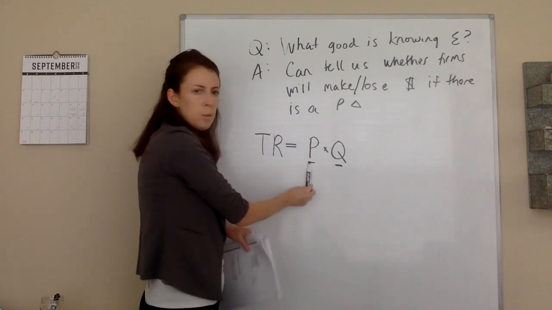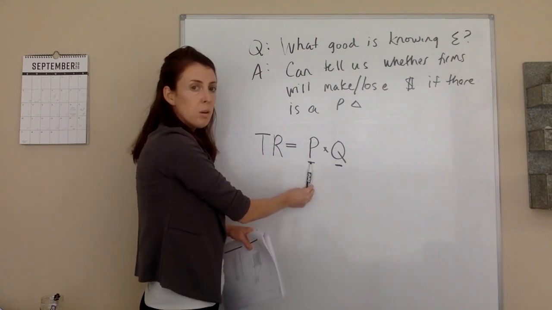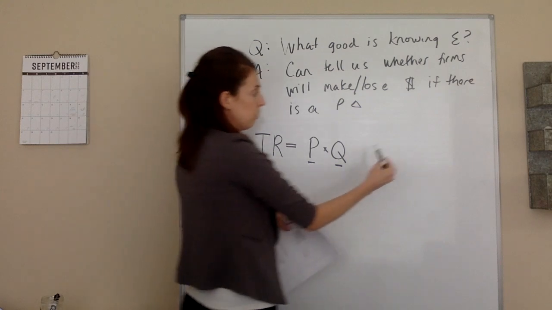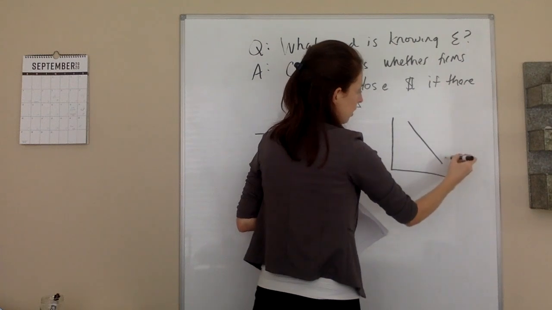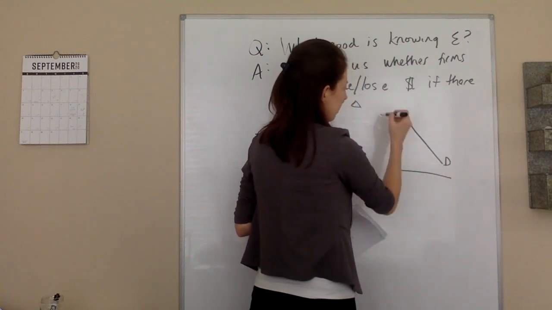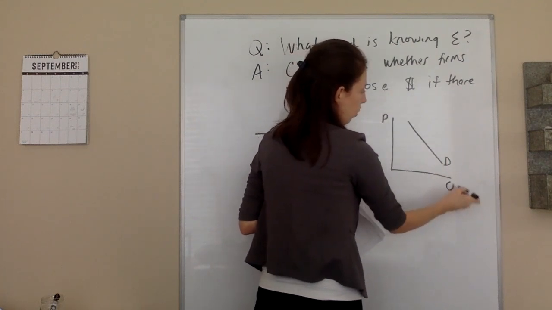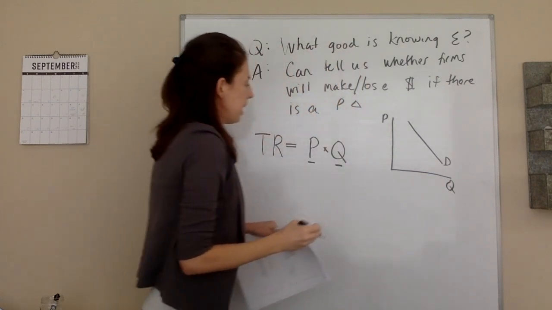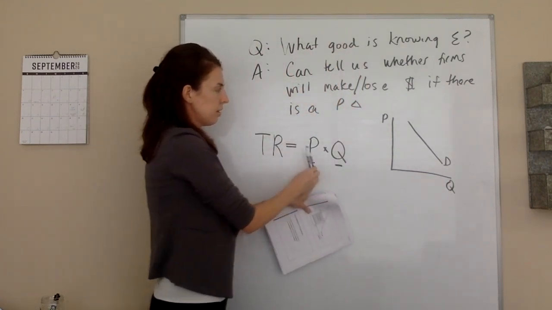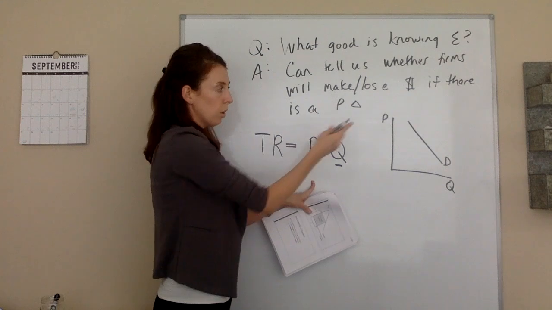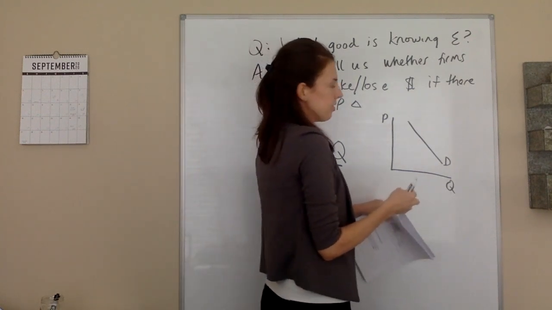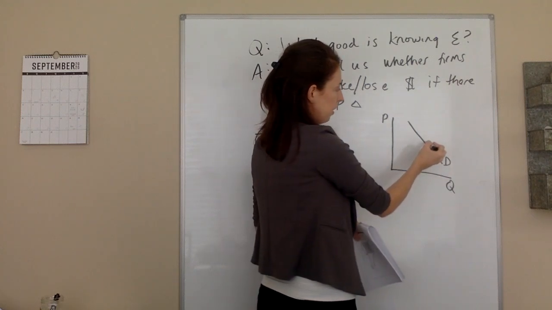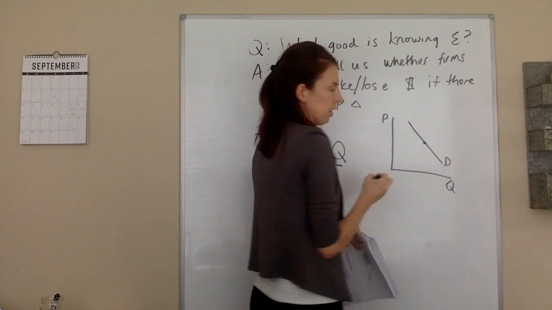These are the two variables that exist along our axes when we're plotting the demand curve. So when we have a demand curve, we're plotting prices against quantity demanded. And so total revenue is, for a particular coordinate, the price times the quantity. So this is kind of cool if you think about it. Let's just pick a point along the demand curve.